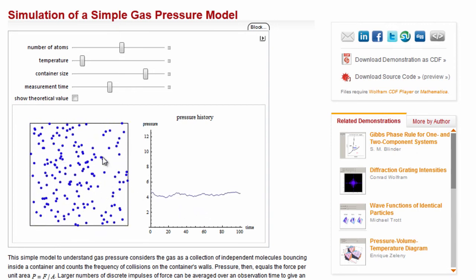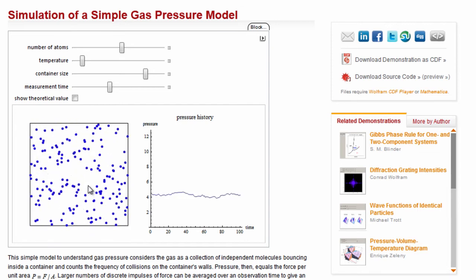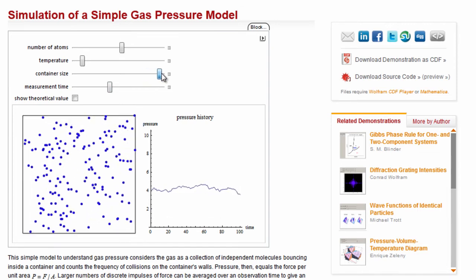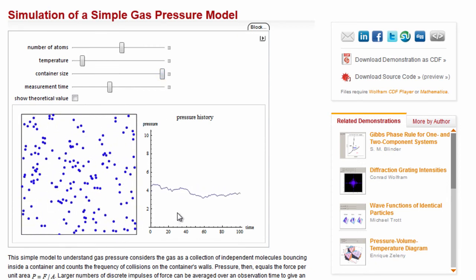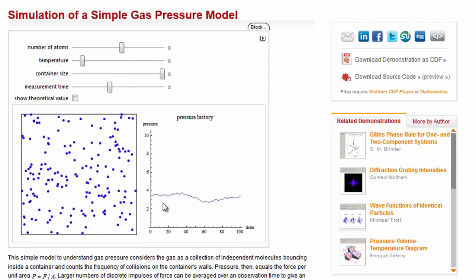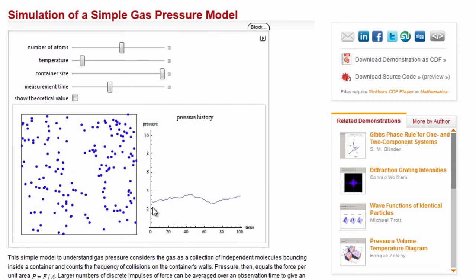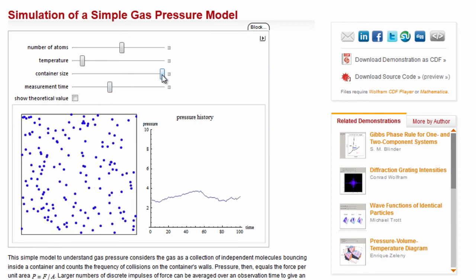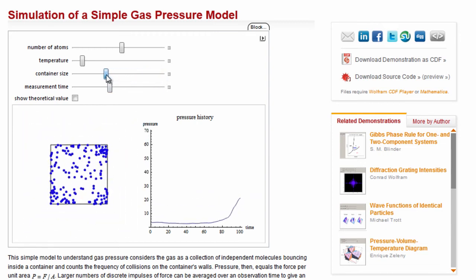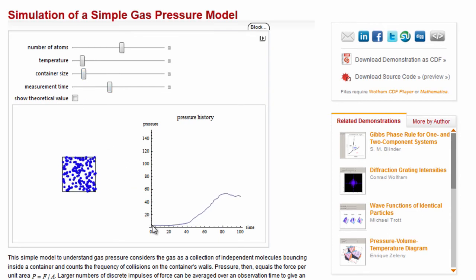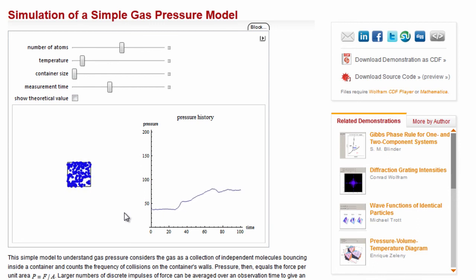You kind of see why, because there's still the same number of atoms in there. Fewer of them are hitting the wall at any given moment. And I can even increase the volume more, and again, the pressure will decrease even more. We're down to 3, 3.5, 3 now. If we decrease the volume to a very small volume, all of a sudden the pressure skyrockets. It goes from about 3 to about 40. And I can make a really tiny container, and that pressure should definitely spike up. So that's a great visualization of Boyle's law.